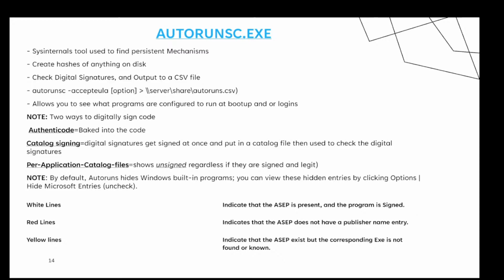And then, like I said before, you can see multiple different persistence mechanisms. Scheduled tasks is a big one that comes to my mind for some reason. And then white lines indicate that it's good and signed, and then pink or red lines mean it doesn't have a publisher, and it doesn't know what it really is, or it's not what it says it is for yellow lines.